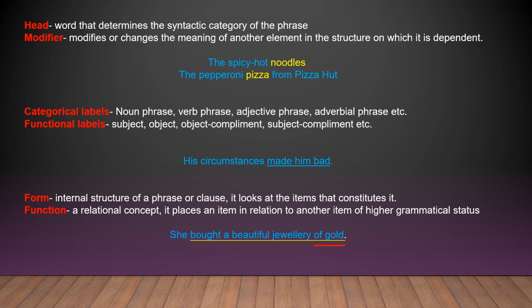So based on the constituents, I told you that it is a prepositional phrase. But if you bring it in relation to the other elements of the sentence, of gold is telling you something about the jewelry. So it is adding to the meaning of the noun jewelry. So it is acting as an adjective phrase. So in terms of form it is a prepositional phrase, but in terms of function it is functioning as an adverb phrase. So these were the concepts that are important in syntax, and it pretty much covers all the basic concepts in syntax.